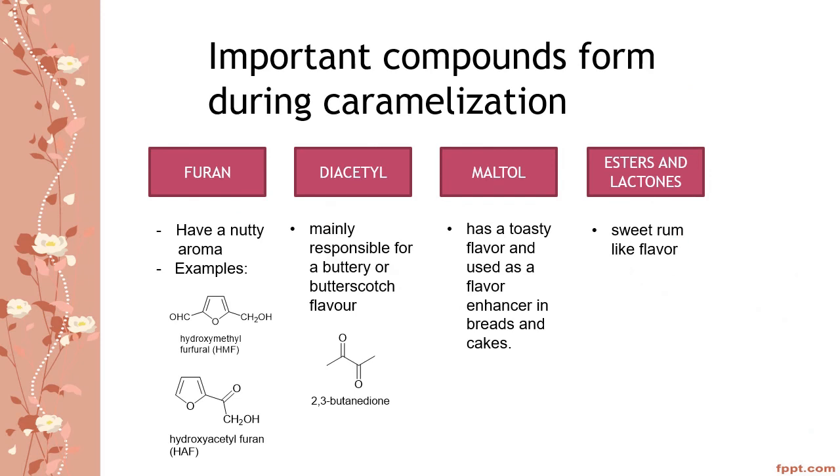Okay, these are some important compounds that can be formed during caramelization. So the first one is furan. The structure of furan is like this, where you have a 5-membered ring, and at the top here, instead of carbon, it is replaced with oxygen. So it has a nutty aroma. For example, the hydroxymethyl furfural (HMF) and hydroxyacetyl furan (HAF).